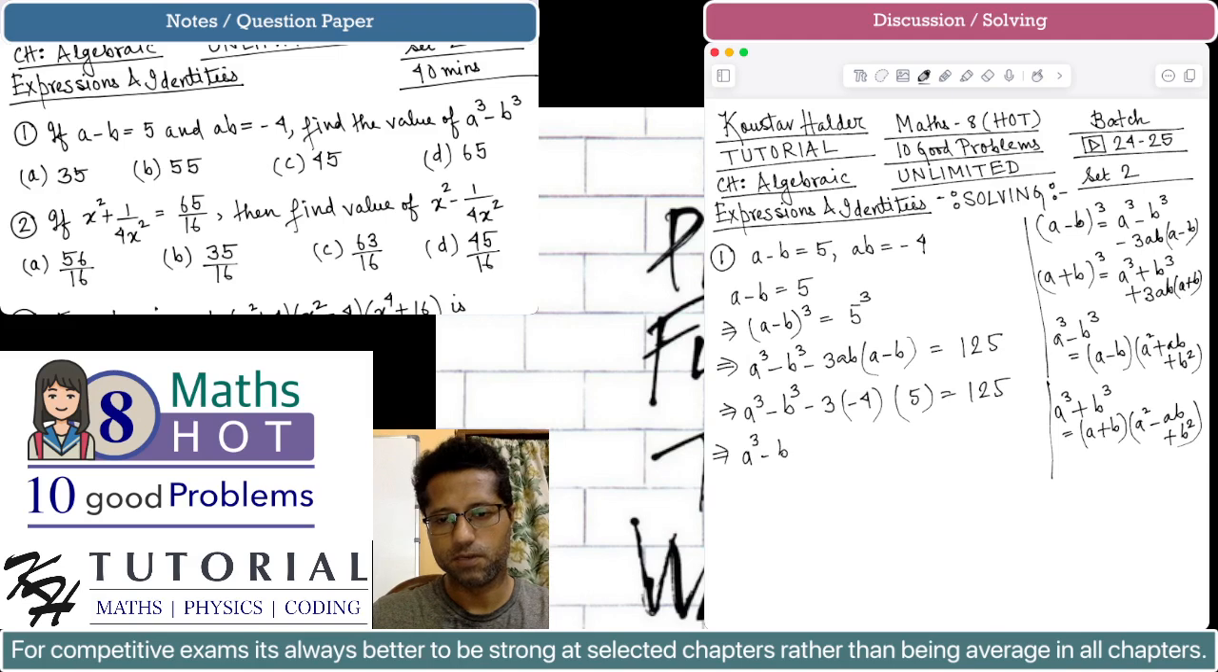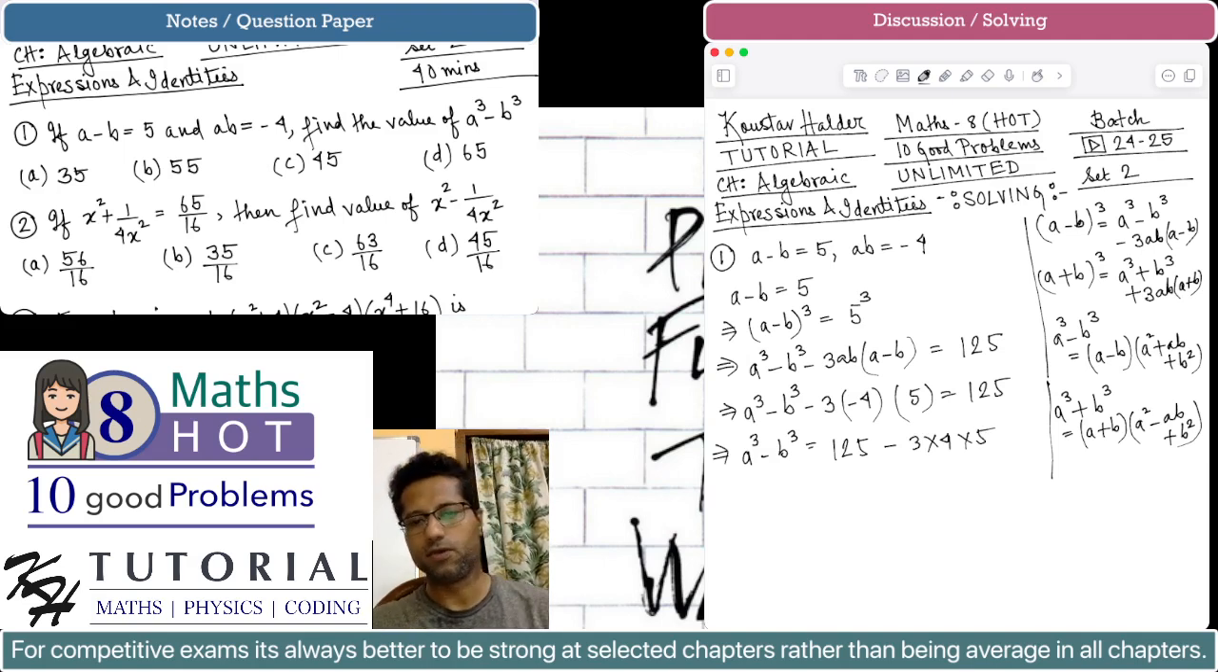So we get a cube minus b cube is equal to 125 minus 3 into 4 into 5. Let me see if everything's visible or not. Okay. So on the left hand side we have a cube minus b cube minus 3 into minus 4 into 5. That makes a positive 3 into 4 into 5, and when we move that to the right hand side, we get negative of 3 into 4 into 5.